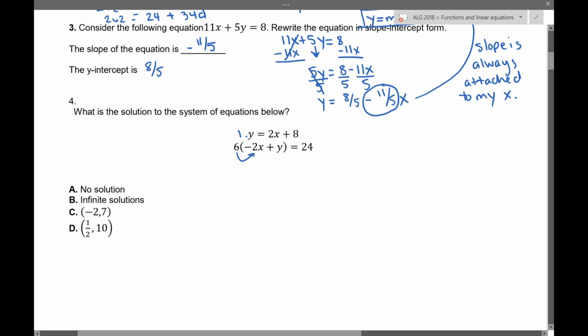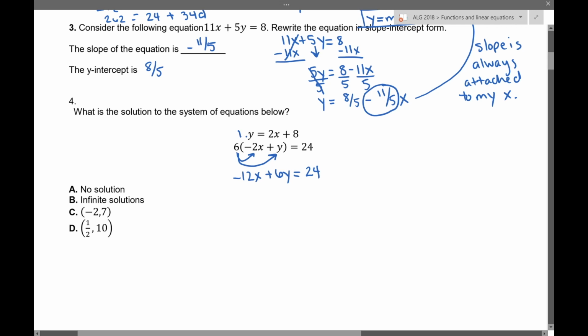So multiply and multiply. Okay, 6 times negative 2 is negative 12x. 6 times y is plus 6y. And then equals 24. I did not multiply 24 by 6 because the 24 is not in parentheses.